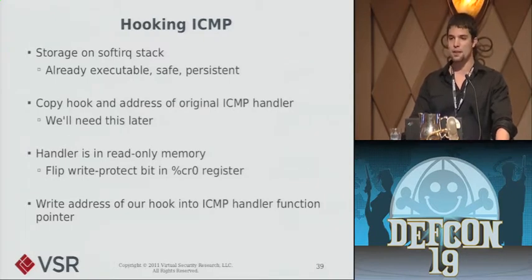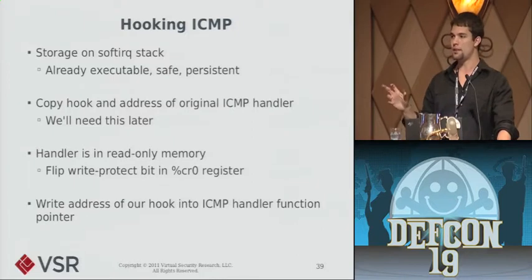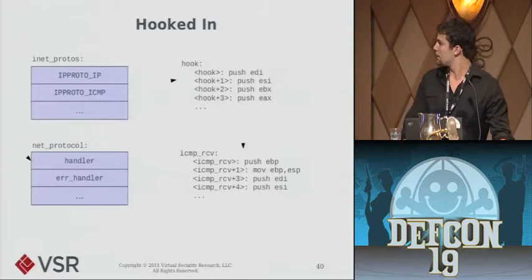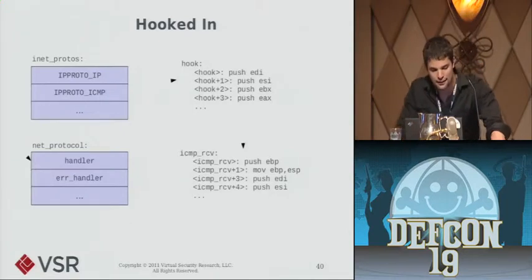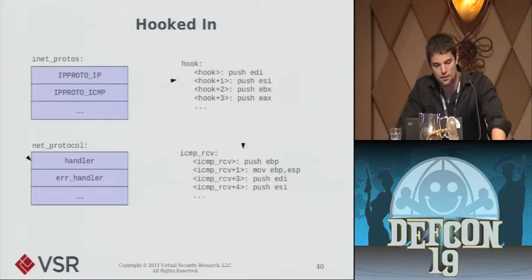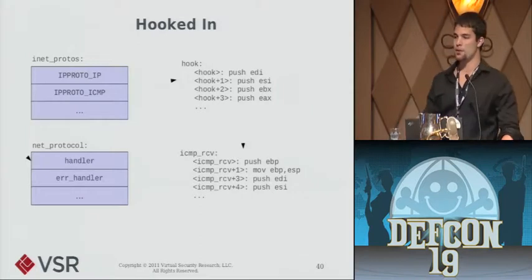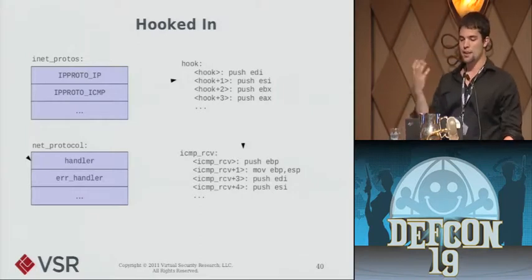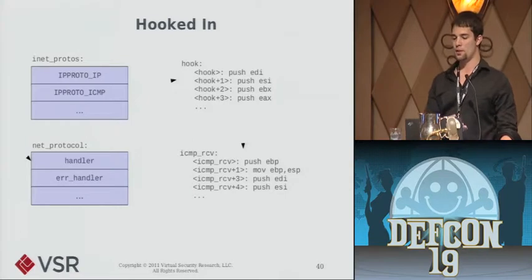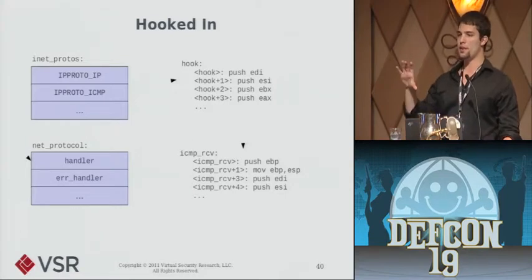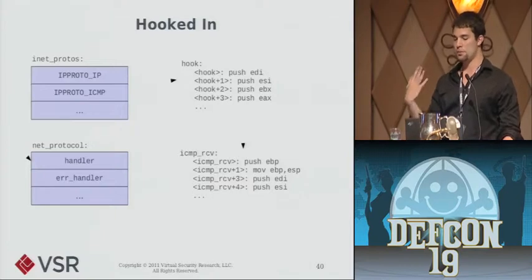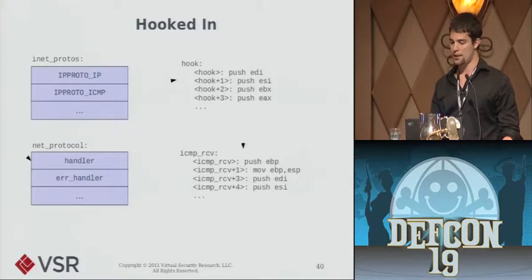So what we do is we flip this bit. Now we can write into read-only memory. We write the address of this hook that we just copied in into the ICMP handler function pointer, and then it looks something like this. Wow, those are really narrow arrows, I guess. So whenever our kernel receives ICMP data, it will call that handler function pointer, and execution will go to this hook that we installed. It'll run whatever code we choose to run there. And then presumably when we're done, we're going to call the original ICMP function so that ping still works and stuff like that.